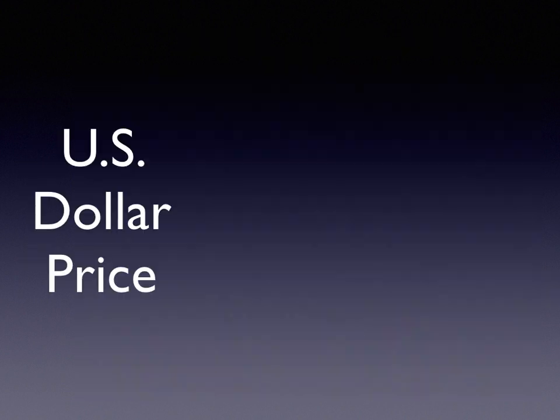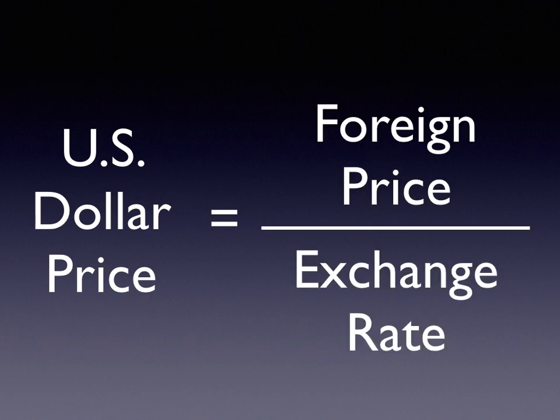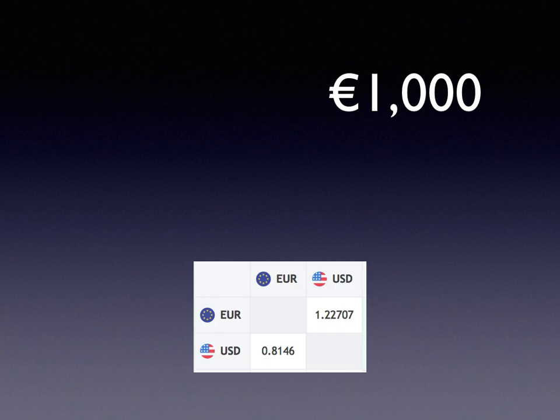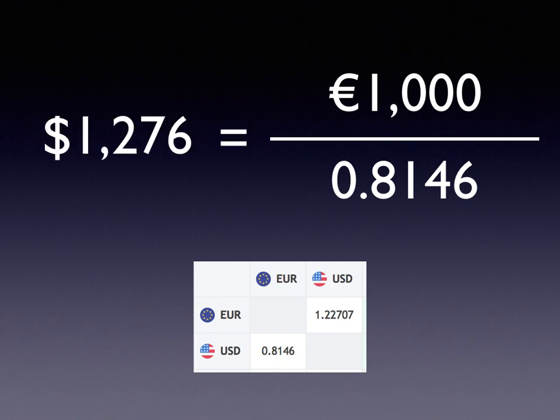Okay, so the way to think about this is the US dollar price would be equal to the foreign price divided by the exchange rate. So if I know the foreign price and I know the exchange rate, I can convert it back into the US dollar rate. If I needed to buy something in euros and it was 1,000 euros, I could just pull up my chart and see what the current exchange rate is, a euro to dollar or dollar to euro. I note there that 1 euro will buy $0.8146. So if I take the euro price, divide by the exchange rate, that would tell me how many dollars I would need to buy that item.